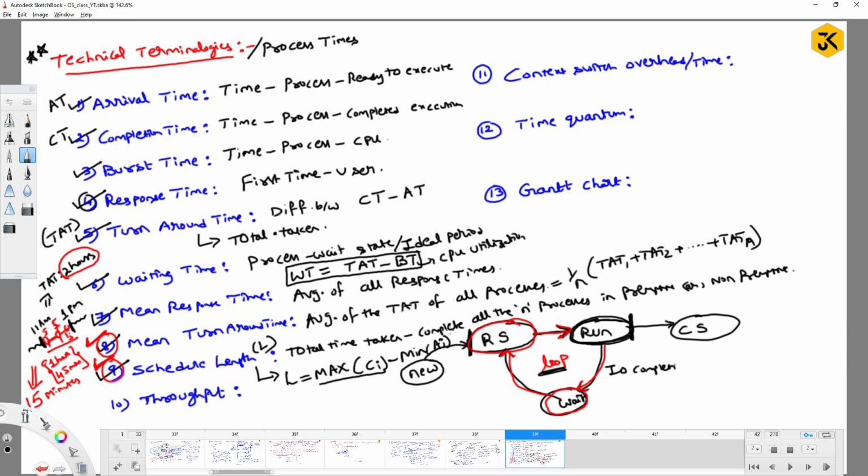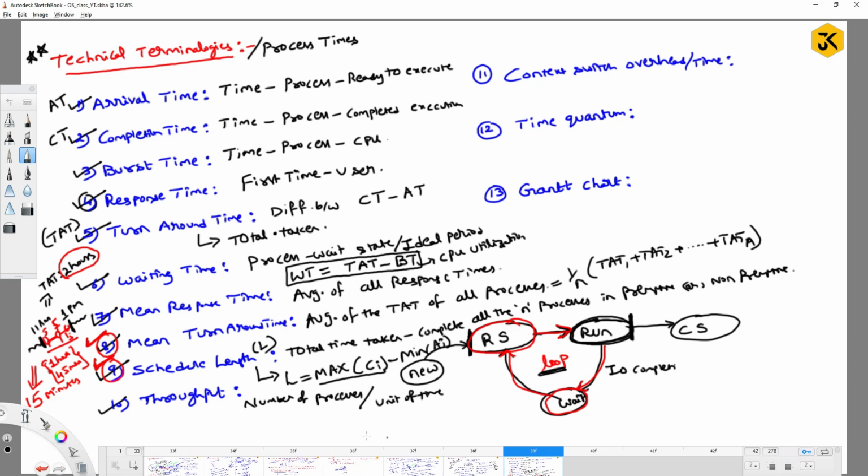Guys, once I take the problems, you can understand it clearly. Next one, throughput. Throughput generally means the number of processes completed per unit of time. So if I take a period of L, the time taken to complete n processes, L means what? Scheduling length. For a time period of L, n processes are completed.